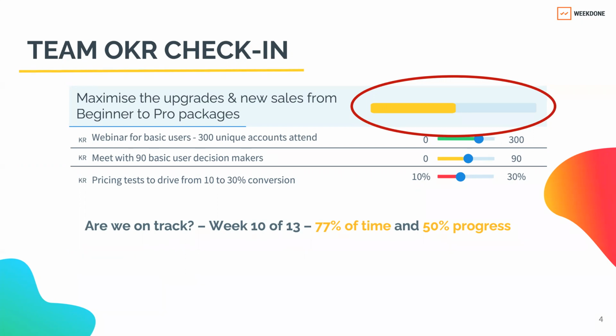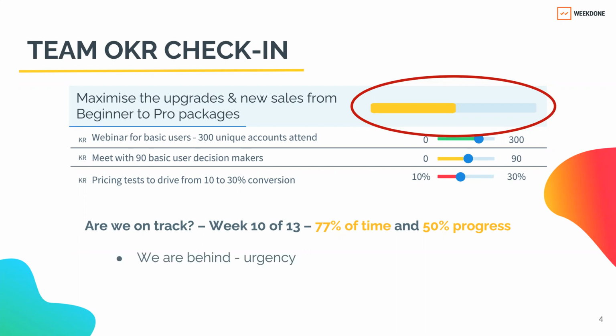You could use the 33-33-33 principle with red, amber and green. But there are other ways you can measure it, and people do measure it. But keeping it simple and saying, are we on or off track? Are we progressing our OKRs at the pace to keep up with time?